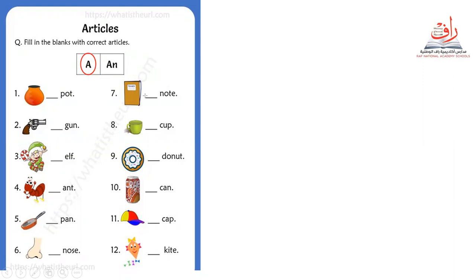Listen to me carefully. The first one is pot, pot. Does it start with a vowel? I will write here beside me the vowels. A, with the O, with the U, with the I, with the E. These are the vowels, okay? If we have a vowel, we should write an before it, okay?